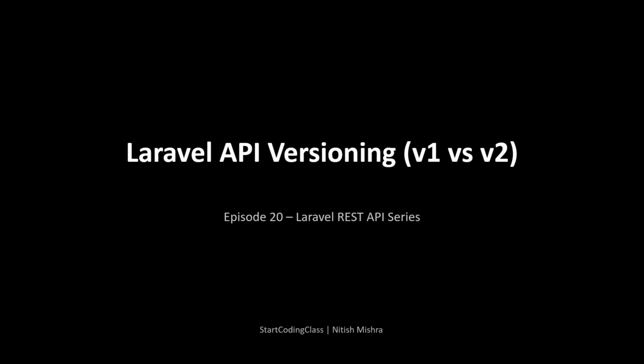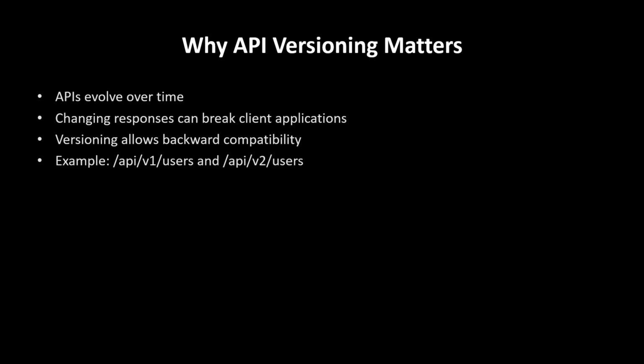In a real production application, APIs change over time. But if you change your API directly, you might break thousands of clients' apps using it. So how do companies like Stripe, GitHub, and Google update their API without breaking the old API? The answer is API versioning.